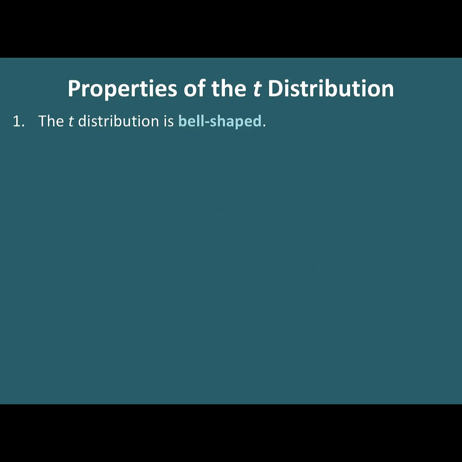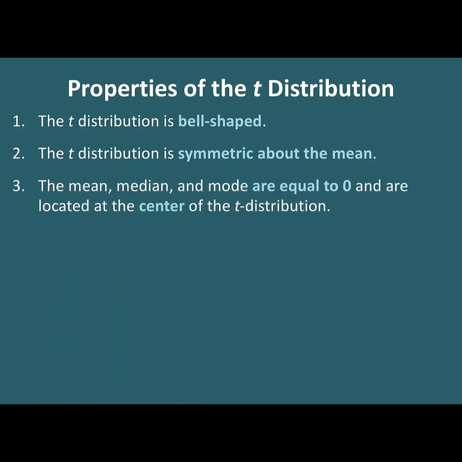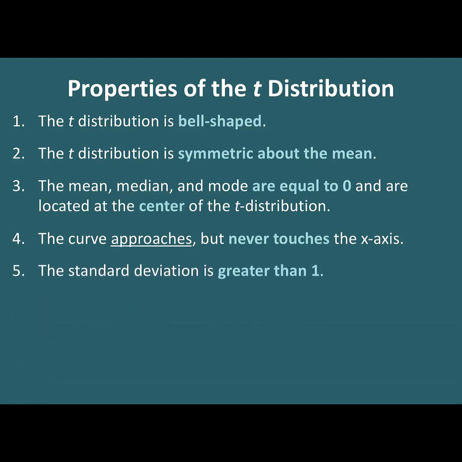Here are some properties of the t-distribution. The t-distribution is bell-shaped. The t-distribution is symmetrical about the mean. The mean, median, and mode are equal to 0 and are located at the center of the t-distribution. The curve approaches but never touches the x-axis. The standard deviation is greater than 1.